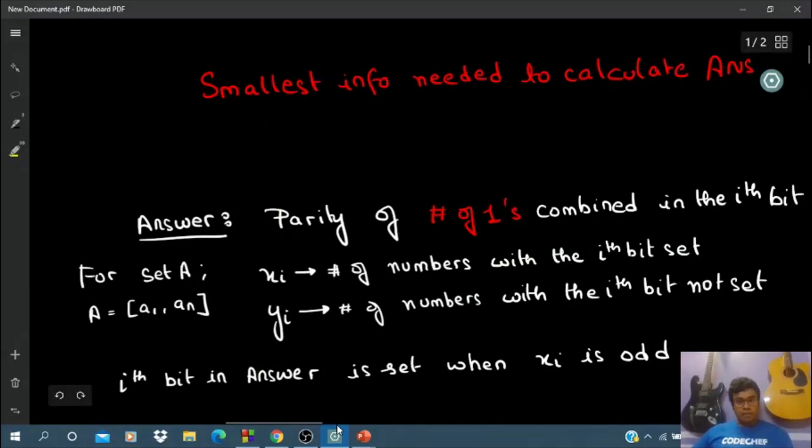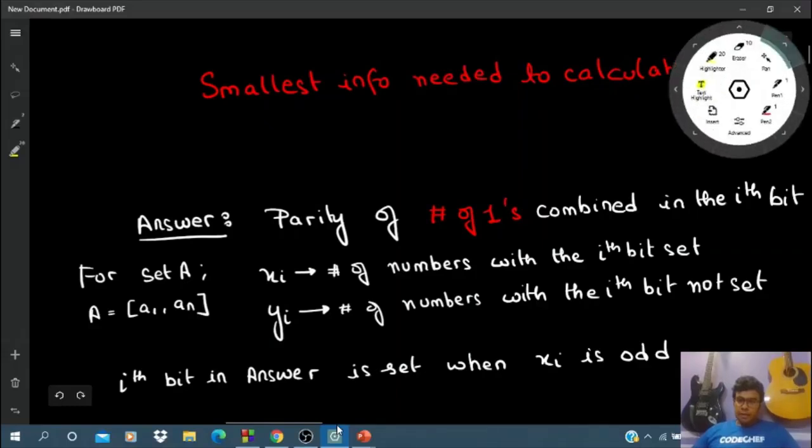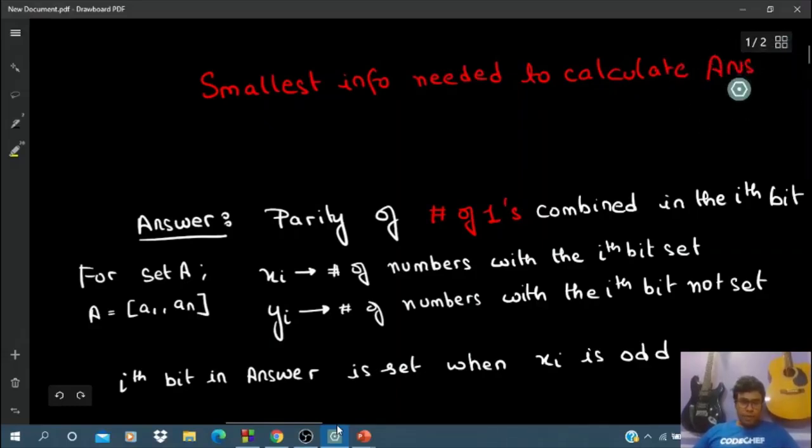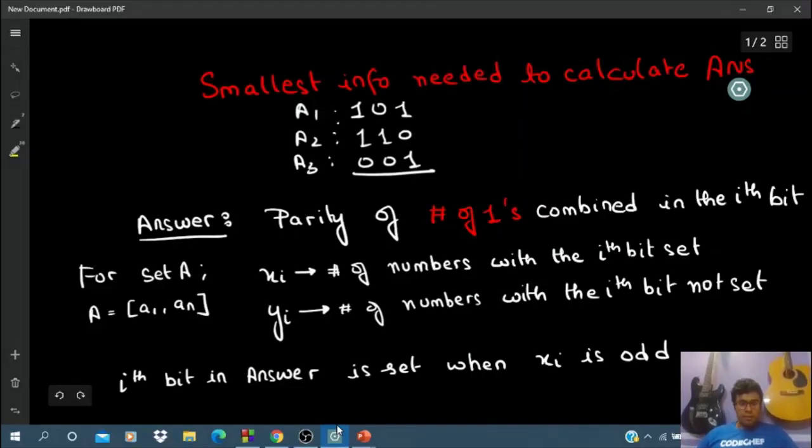This is the answer that we have to calculate. So the minimum information that we need, as we talked about, is, for example, suppose those numbers are 101, 110, 001. So these are the numbers, and we have to XOR all of them. This is a1, a2, a3, so n is 3 in this case.